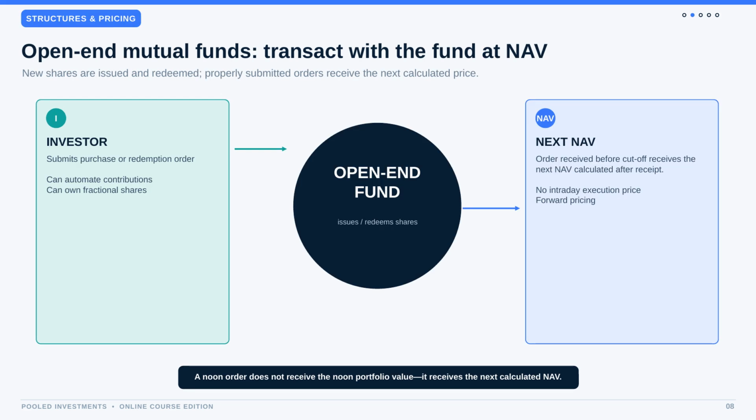An open-end mutual fund continuously issues new shares and redeems existing shares. Investors transact with the fund or through an intermediary rather than trading shares with another investor on an exchange. The transaction price is based on the next net asset value calculated after a properly submitted order is received. That is called forward pricing.